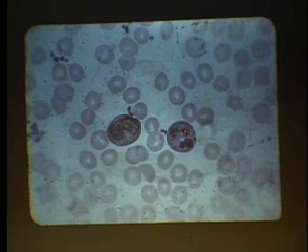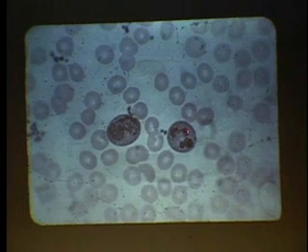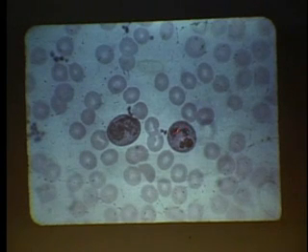What's this one? Is it a polymorph? Yes. 1, 2, 3, 4. What is it? A neutrophil. They don't all fit textbook descriptions and drawing descriptions, but it's definitely a polymorph. What are these little fellows? Platelets again. Next one.